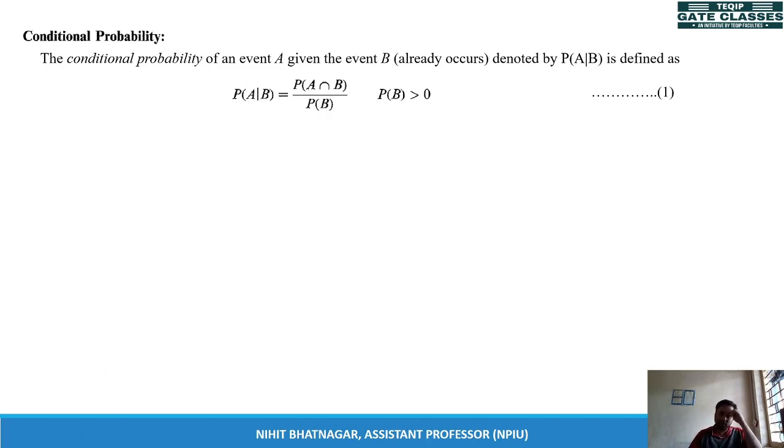So the conditional probability means the probability of event A given that event B has already occurred. We can write it as P(A given B) equals P(A intersection B) upon P(B), and P(B) should not be 0. This is called the joint, or intersection.